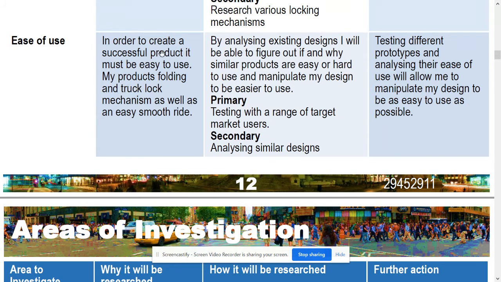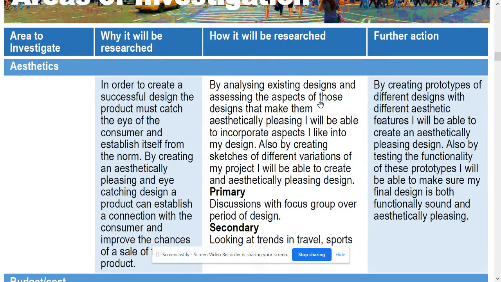Let's look at this one. In order to create a successful product, it needs to be easy to use. Primary and secondary, so testing with a range of target market users. And secondary is analysing similar designs. It's obviously not the first folding skateboard in the world. I think although it was very popular at the time that he made this and it was just starting to come to market, why not have a look at what other people are doing? So he's done his primary and secondary research there, as you can see.